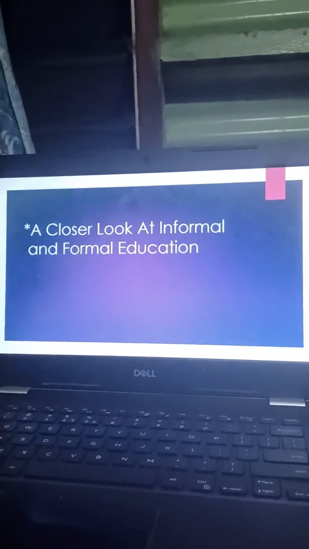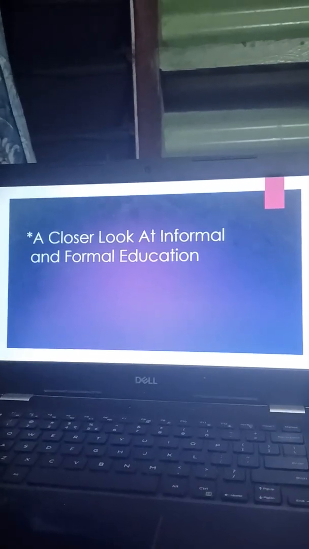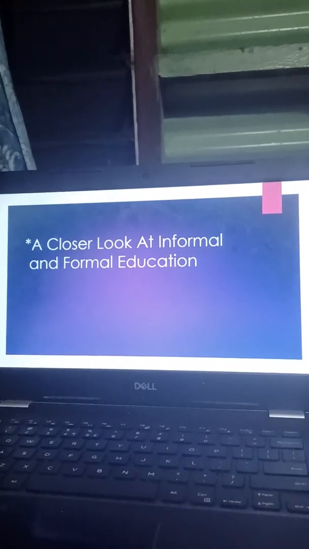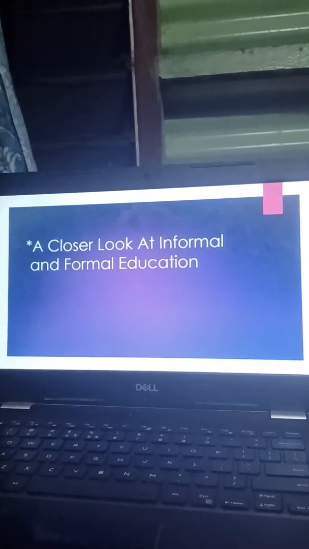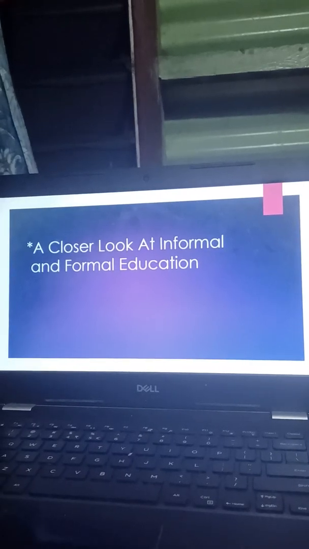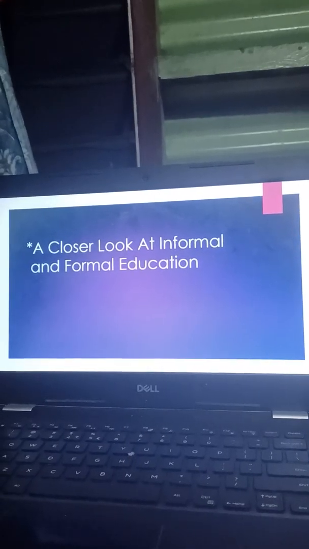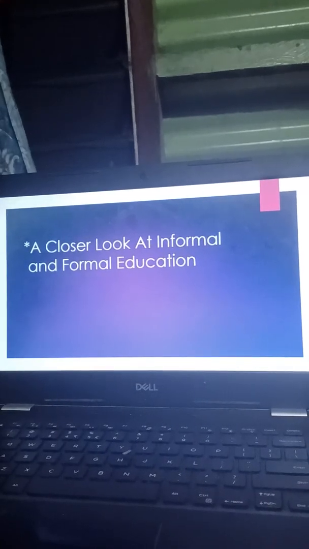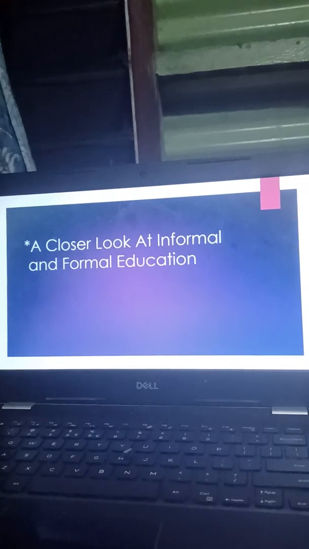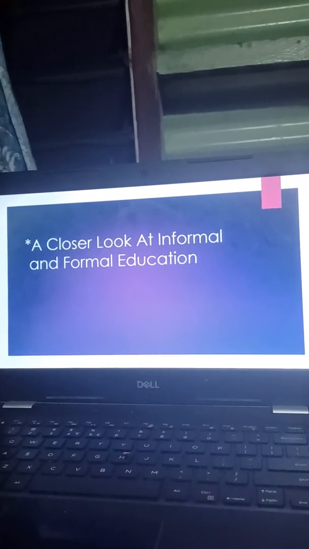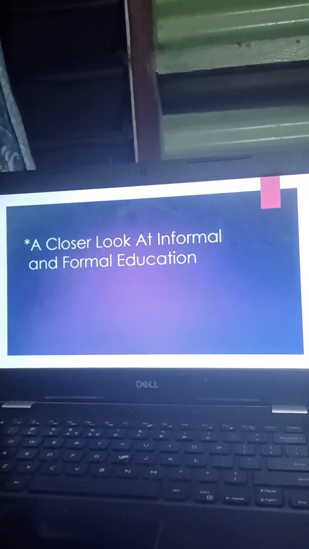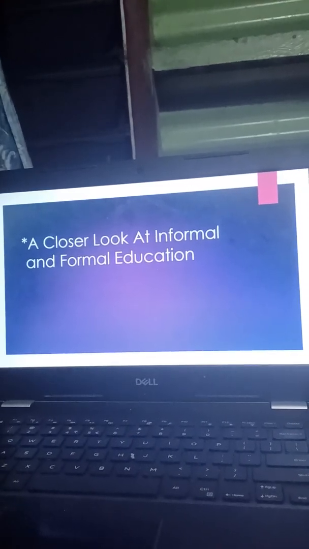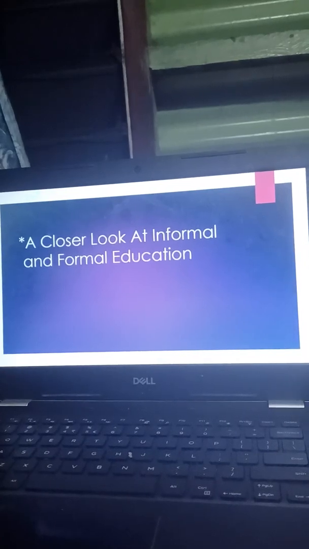Okay, now let us look closer at informal and formal education. Let us look at the concept of informal education and what it really entails. Informal learning has no guidelines, curriculum, or standards, while lessons like teaching your child how to brush their teeth have some acceptable standards. There is no right or wrong way to go about teaching your child which part of their teeth to brush first.